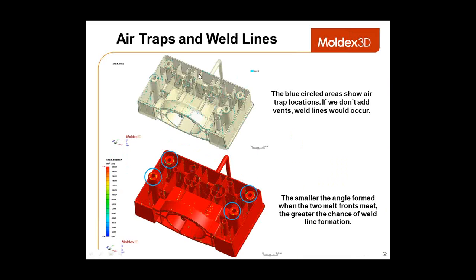This slide shows that through Moldex's simulation, we've identified where many of the air traps are, as well as where a lot of the weld lines are. There we can see that the bosses definitely have some problems, as well as the ribbing here.